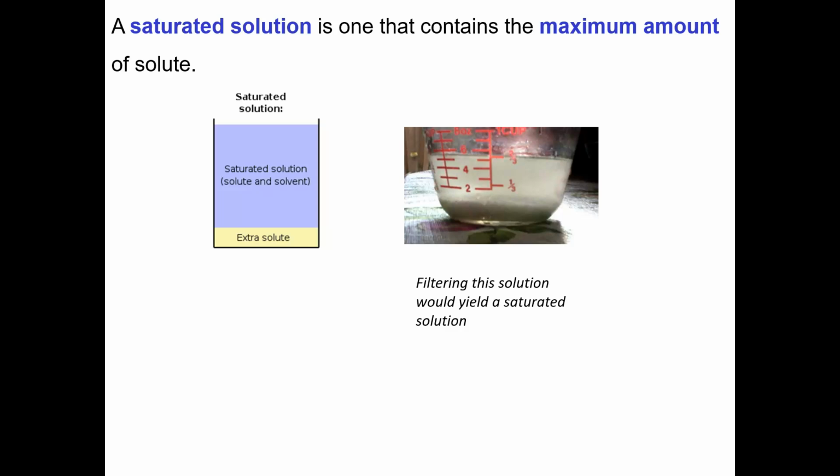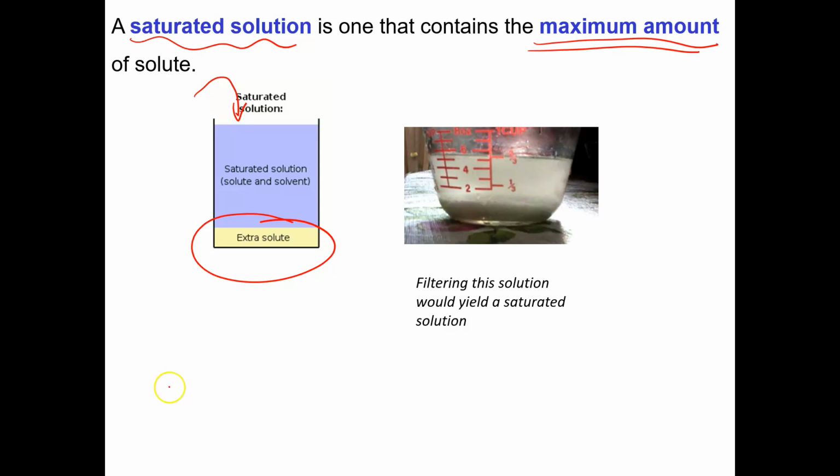One way of characterizing a solution is to describe it as being saturated. A saturated solution is one that contains the maximum amount of solute that is possible to dissolve in a given solvent. Typically, how we will know that a solution is saturated is when you add more solute, it just simply falls to the bottom. So that's a good way of checking. Add a little more solute. If it falls to the bottom, you know you have a saturated solution.